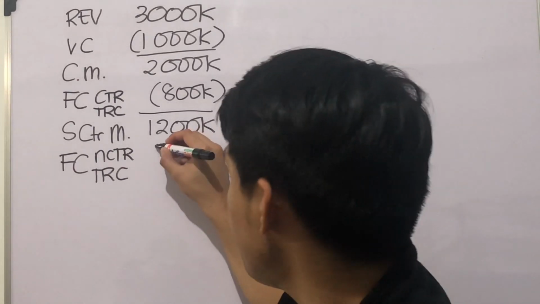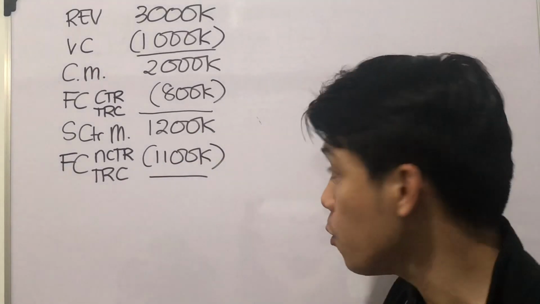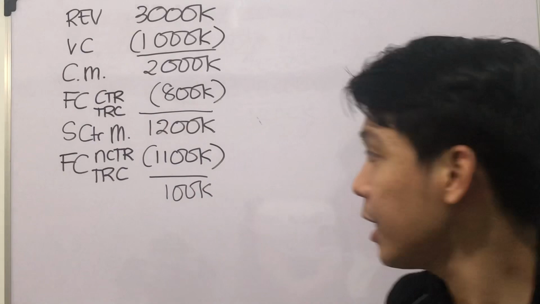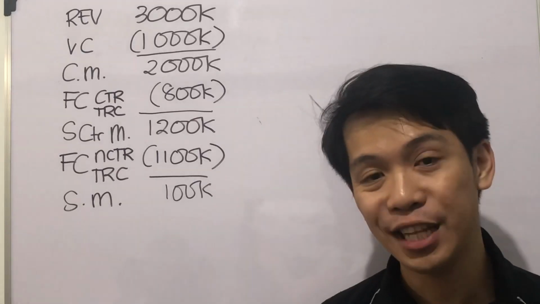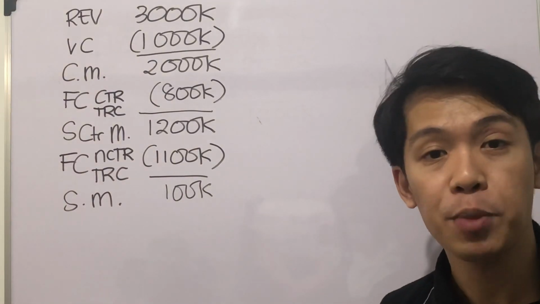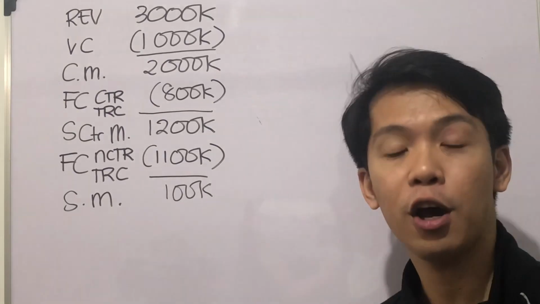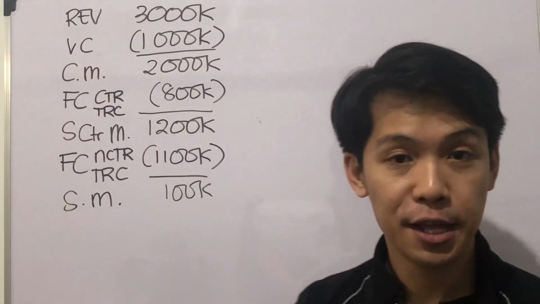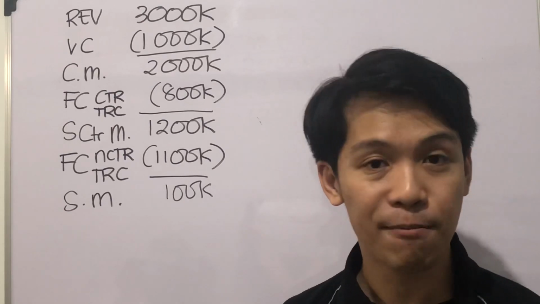We have 1.1 million, the difference of which will give you 100,000. This 100,000 is called the segment margin. At this point, everything that has been deducted all pertain to the segment's operations, whether it is within the control of the segment's manager or not. Segment margin, 100,000.